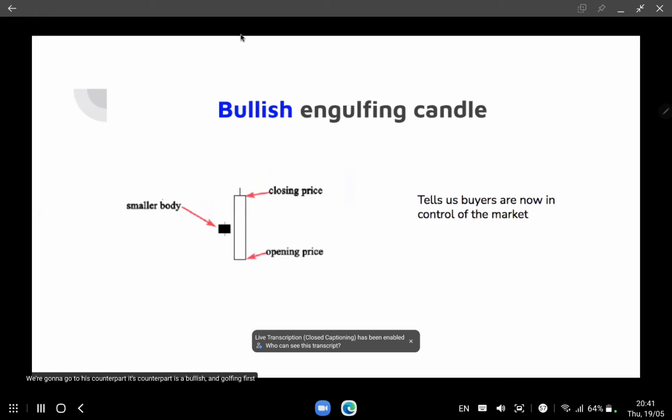First of all, it's a 2-candle pattern, right? You see that? 2-candle pattern. Sorry, sometimes I scream a lot, you guys. I'm not mad or anything. I'm not mad, I promise.